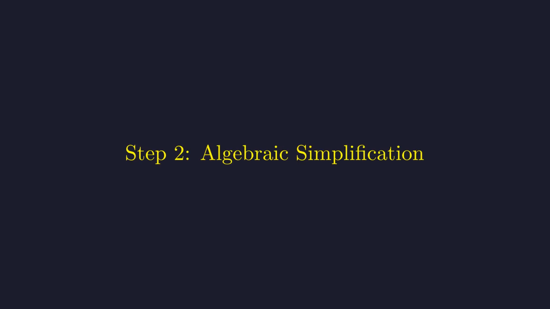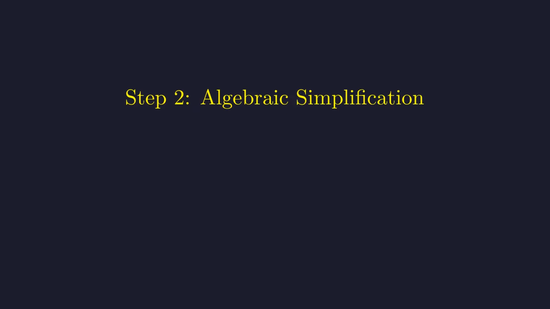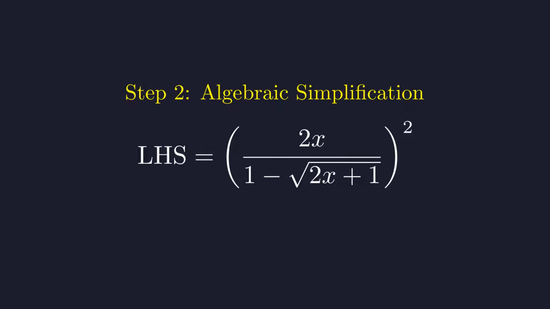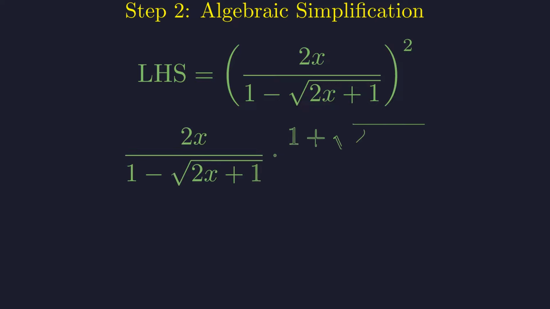Now let's simplify the left-hand side. We'll use rationalization to eliminate the square root from the denominator. First, let's pull out that factor of 2 from the numerator and rewrite this as the square of a simpler fraction. To eliminate the square root in the denominator, we multiply by the conjugate. We multiply by 1 plus square root of 2x plus 1 over itself. This equals 1, so it doesn't change the value.